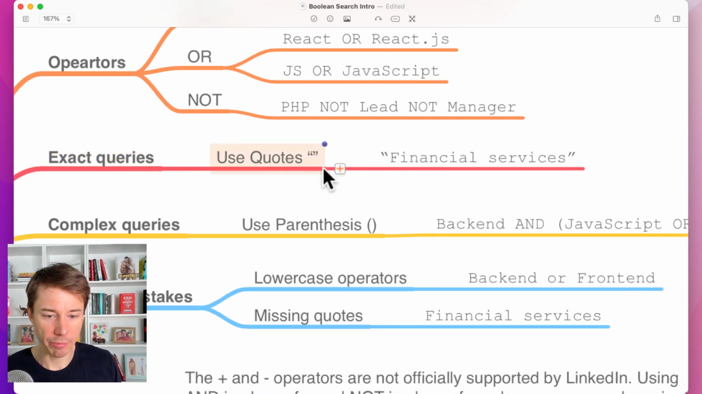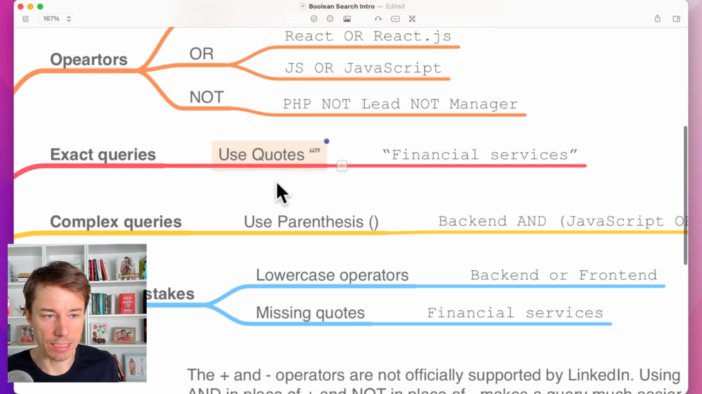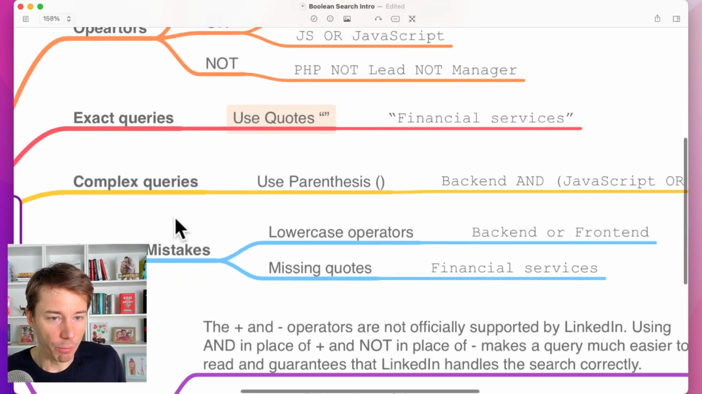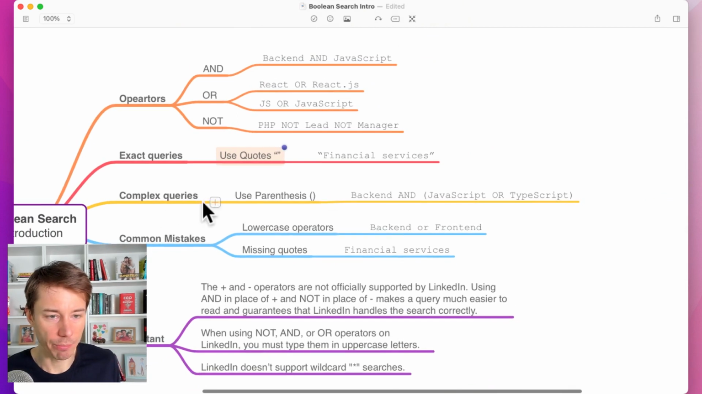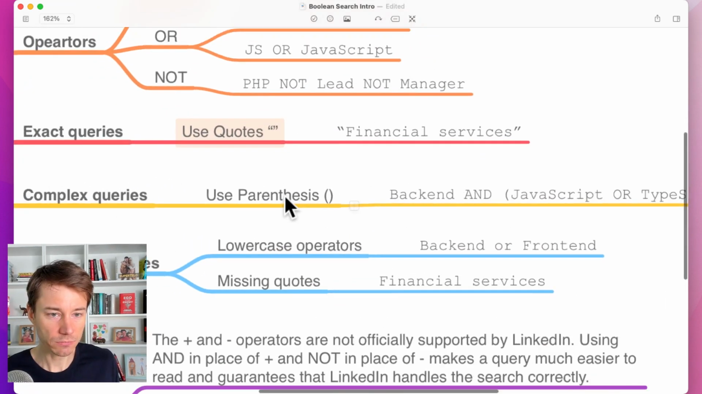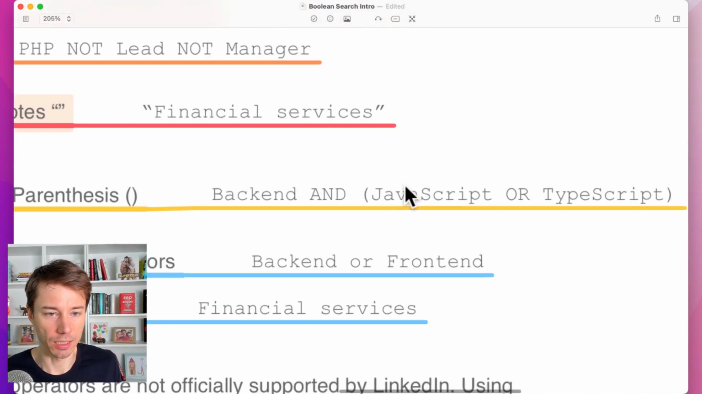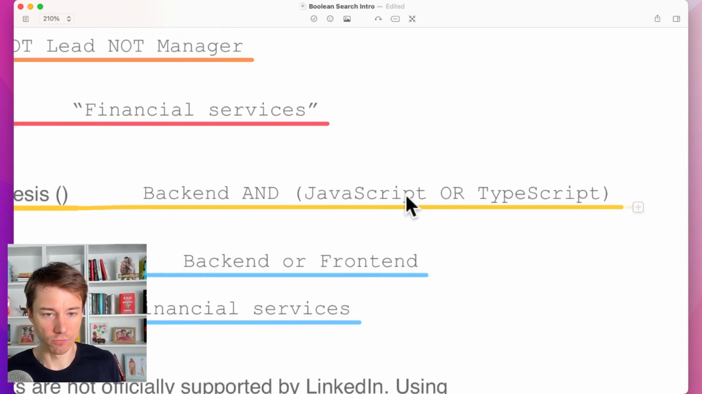So it would be probably better if I showed you on some real example, and that's what I will do in the next videos. Complex queries are better with parentheses. So when you want to combine, for example, JavaScript OR TypeScript, in this case, you may look for developers who can use both JavaScript and TypeScript or any of them. You don't really mind.